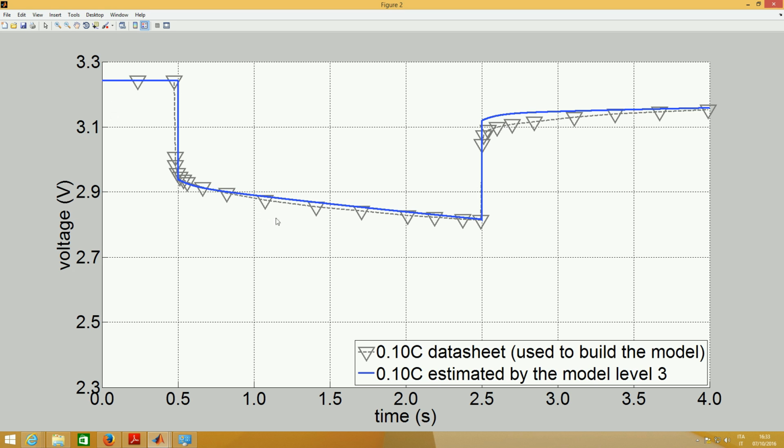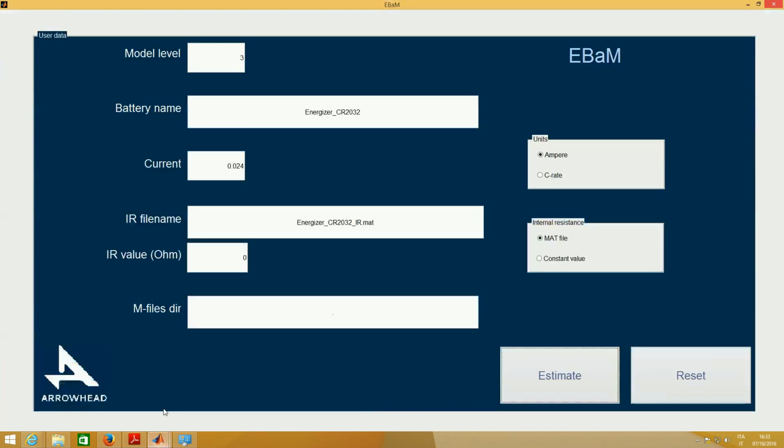So, at the end, a designer can fully simulate a battery-powered system after including also the battery performance through EBaM, the novel tool for battery modeling.